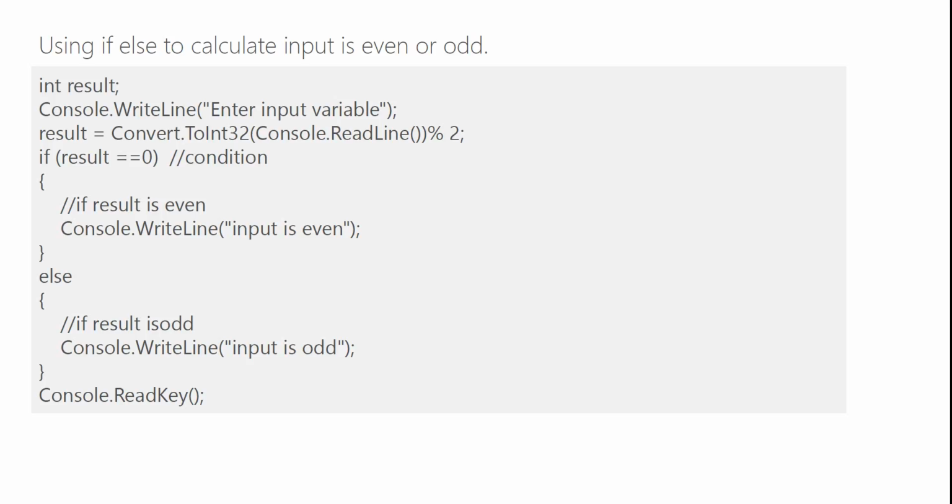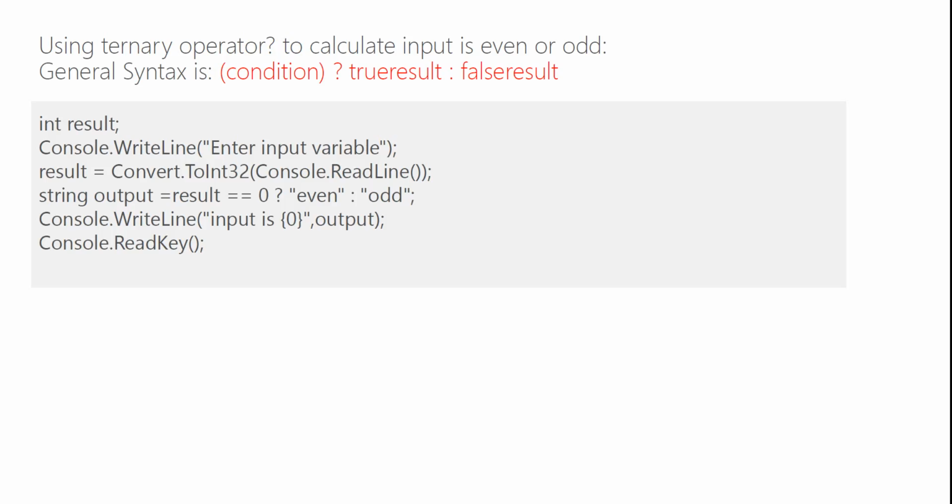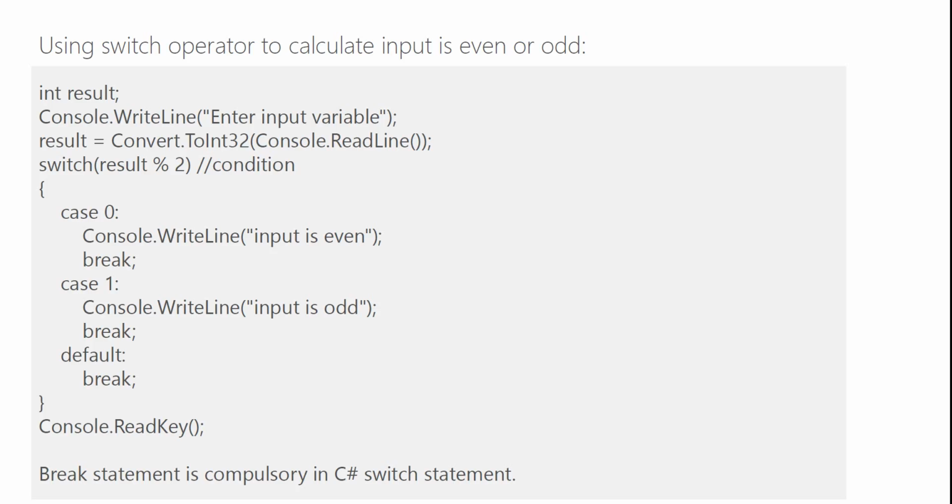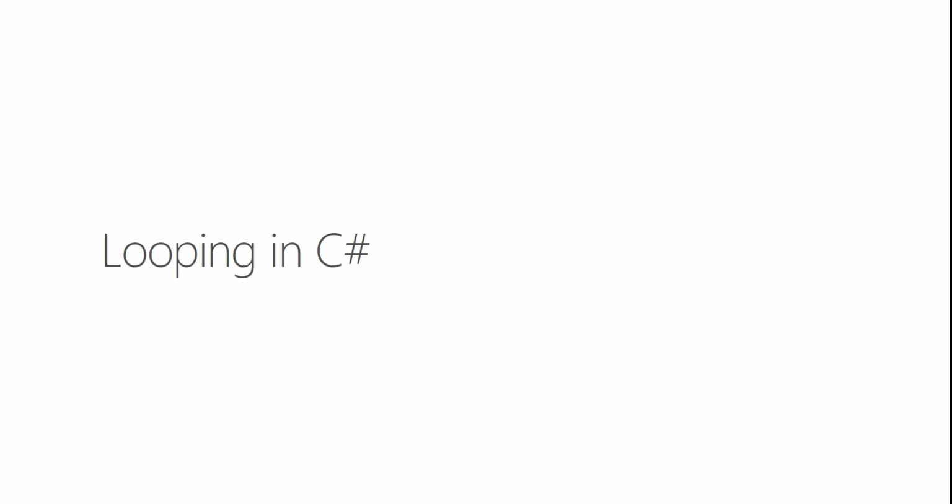Using if-else to calculate whether input is even or odd. For ternary operator, to calculate whether input is even or odd, the general syntax is condition, true result, compared with false result. Using switch operator to calculate whether input is even or odd.